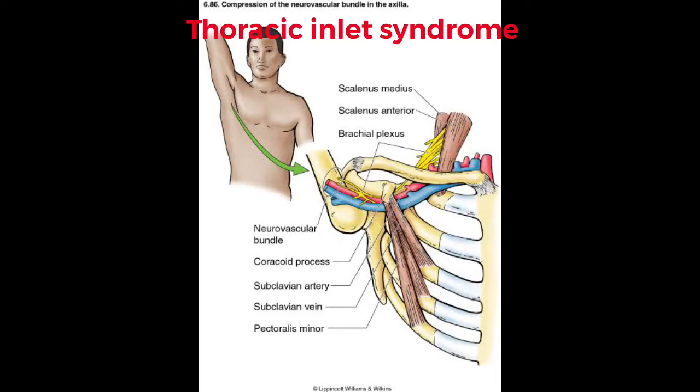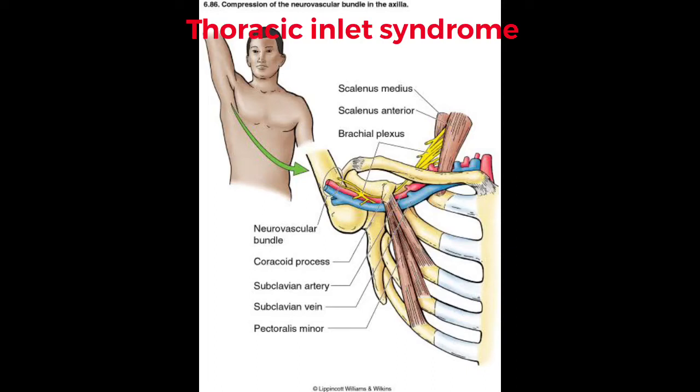The third type is the arterial type, where there is involvement of arteries, resulting in pain, coldness and also paleness of the arm. These are the three types of thoracic inlet syndrome you can see.